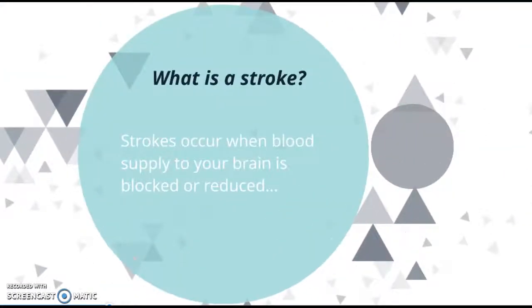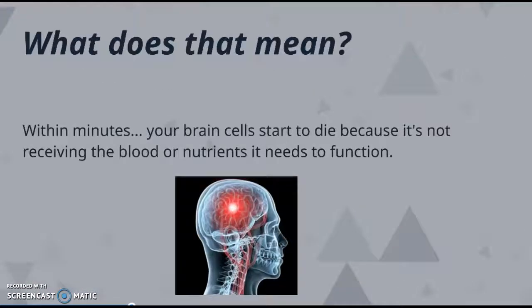Strokes occur when blood supply to your brain is blocked or reduced. So what does that mean? In order to function, your brain needs oxygen. Blood is the major transporter of this oxygen to the brain. When you experience a stroke, within minutes, your brain cells start to die because it's not receiving the blood or nutrients it needs to function.